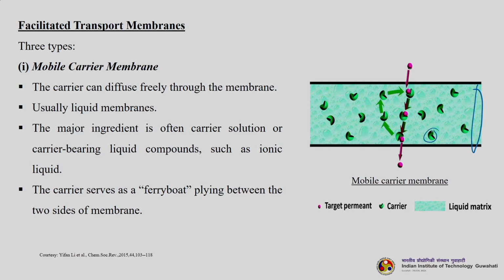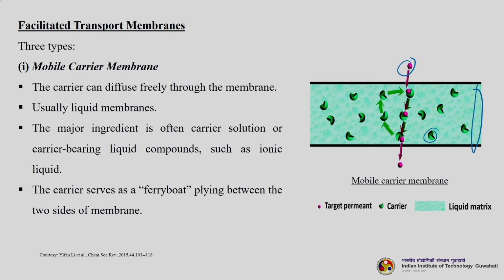This is your carrier and this is your target permeate, or you can say the solute. Usually this type of membrane is a liquid membrane. The major ingredient is often a carrier solution or carrier-bearing liquid compounds such as ionic liquids. Ionic liquids are a class of green solvents which are very famous for their excellent, fine and tunable properties. We can prepare a particular ionic liquid to suit a target or a particular application.